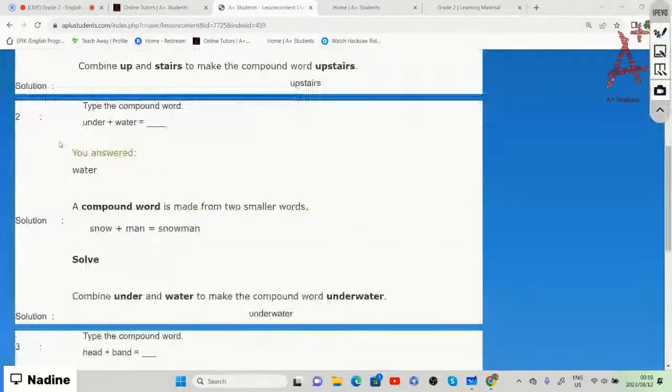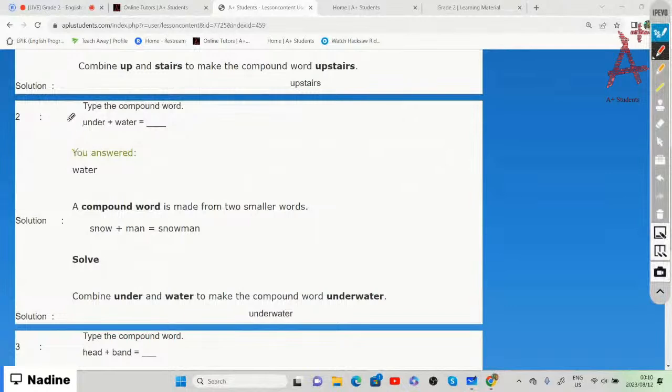Under plus water. So our one small word is under, the second small word is water. We need to put these two words together to make a bigger word, which we call the compound word. So under plus water is underwater.